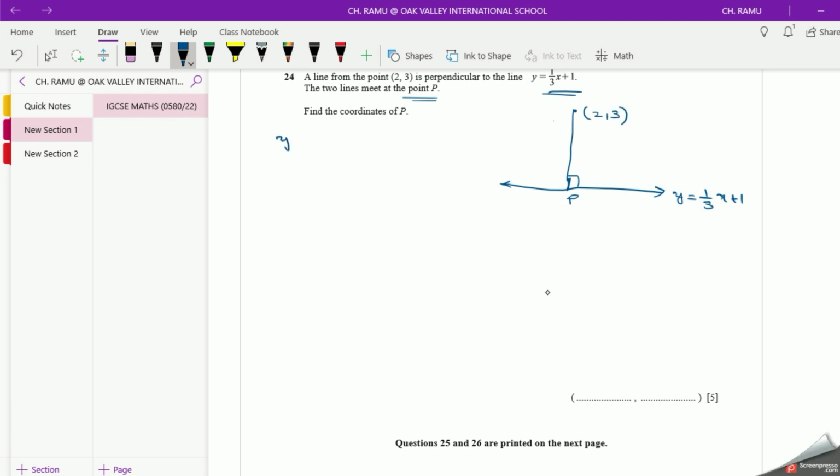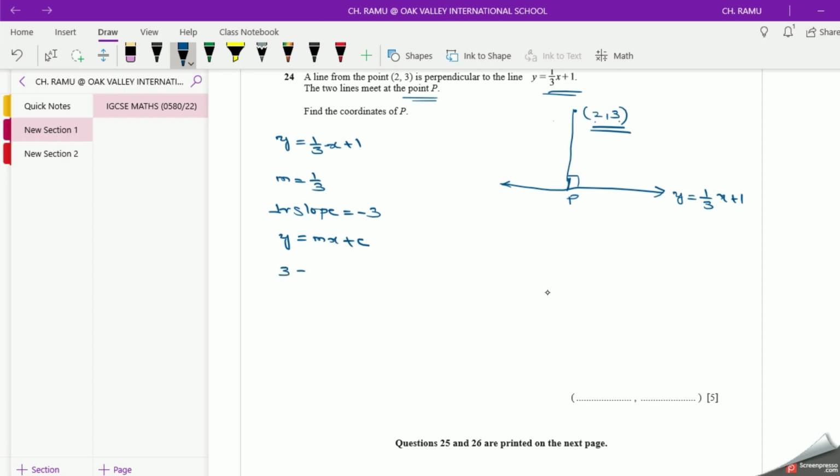So y is equal to 1 by 3x plus 1. The slope will be 1 by 3. So perpendicular slope means we will get minus 3. Now what is the equation of a line? y is equal to mx plus c. And this line passes through this point. That means instead of x we can substitute 2, instead of y we can substitute 3.